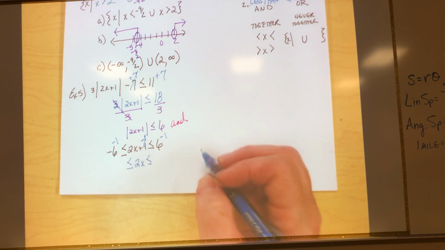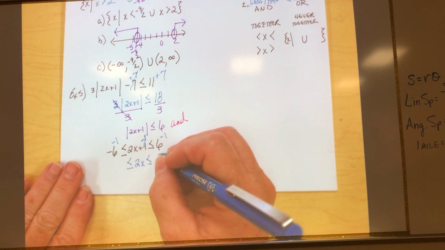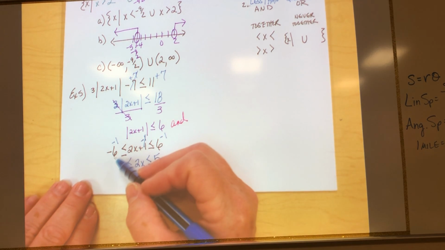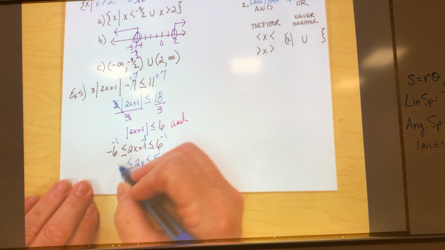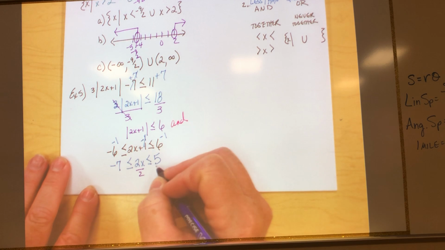Okay? I went ahead and wrote my signs down. On the right, what's 6 minus 1? On the left, what's negative 6 minus 1? Okay? Now what am I going to do? Now you're going to divide by 2. 3 times, right?